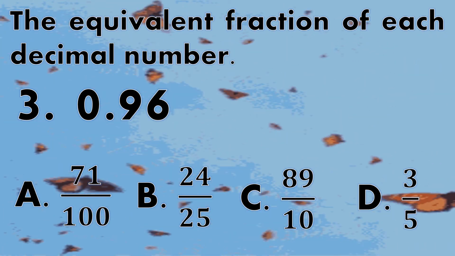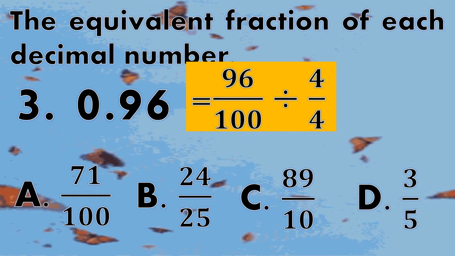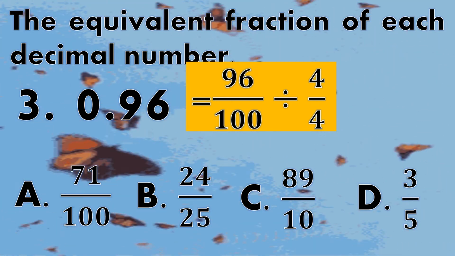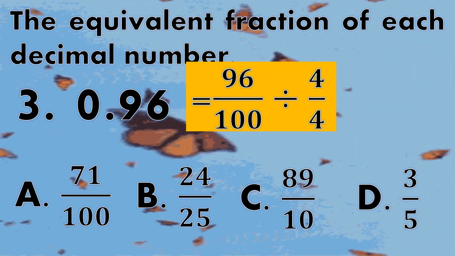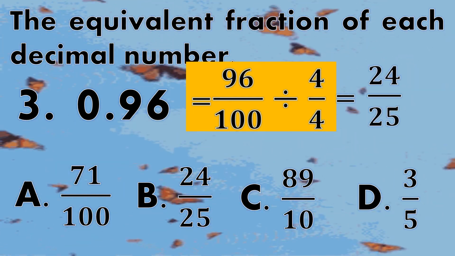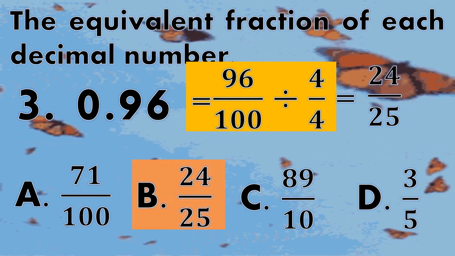Okay, so let us simplify first. So we have 96 over 100. And 96 over 100 is divisible by 4. That is the GCF of the two numbers. Now, in simplification, the final answer is 24 over 25. So that is letter B.